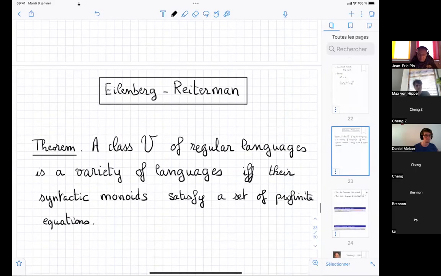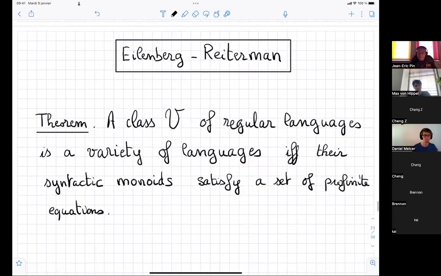Anyway, so back to Eilenberg-Reiterman, in a more precise version. The class of regular languages is a variety of languages, given by the syntactic monoids satisfying a set of profinite equations. Be careful, this is a set. This set can be infinite, basically.